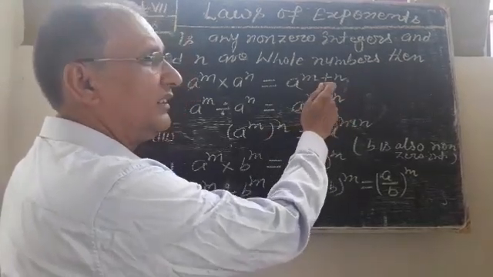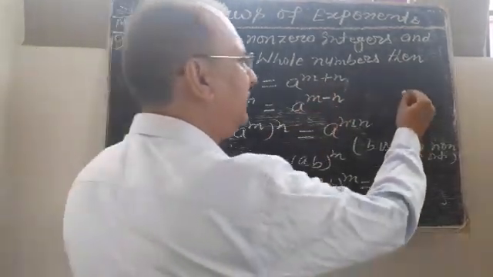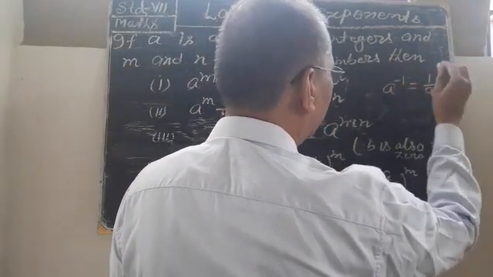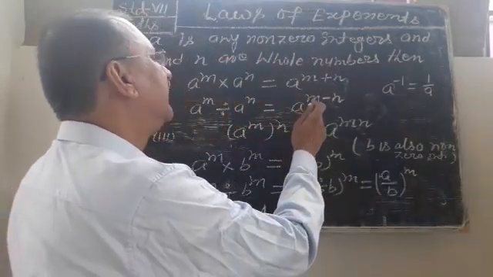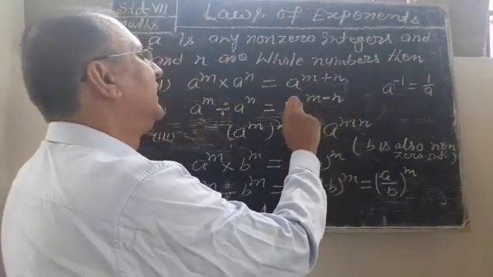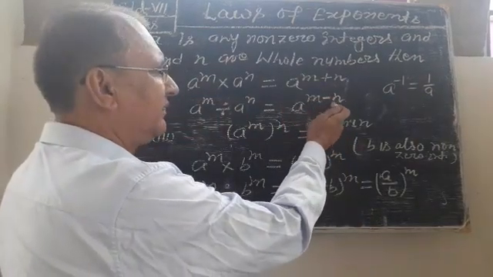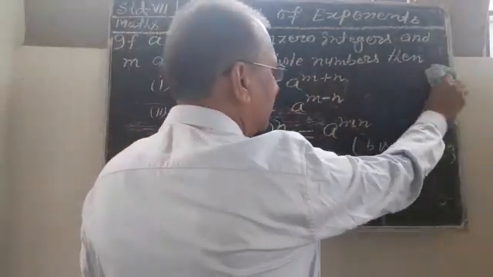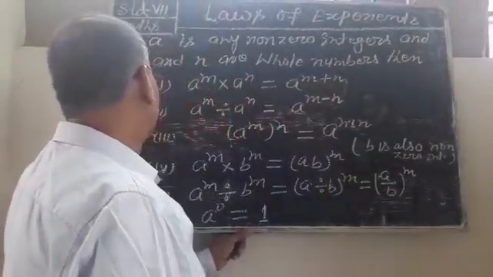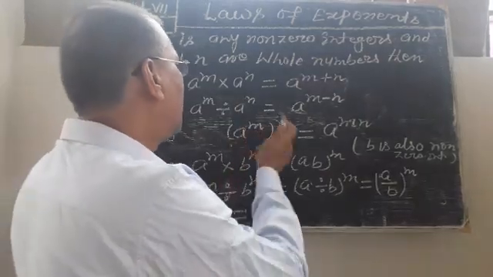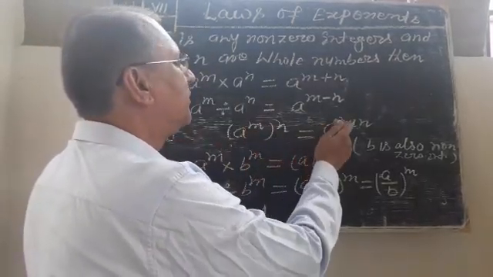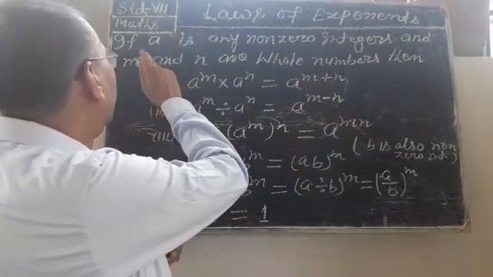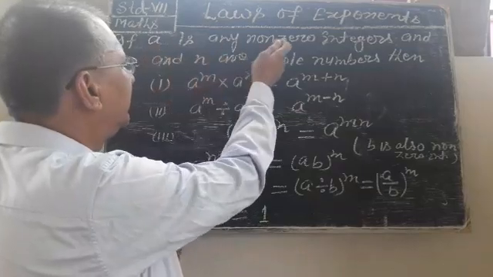If m is less, then it will be negative, and we know that if we have b power minus 1, then it is equal to 1 by b. It is known to us. So, most generally, if m is greater than n, this one will take place, and if it is negative, then the reciprocal form will take place. The third one is a power m whole power n is equal to a power m into n, a power mn.